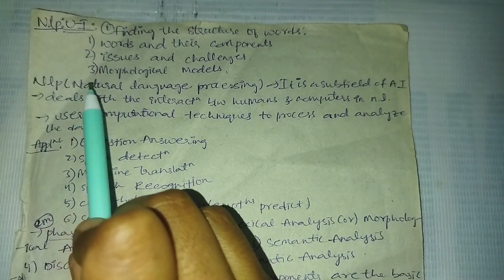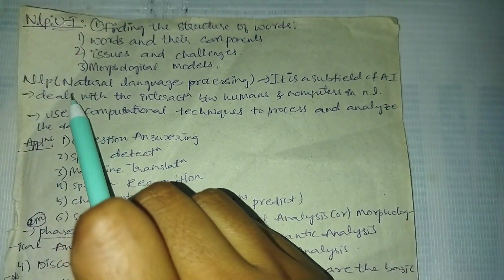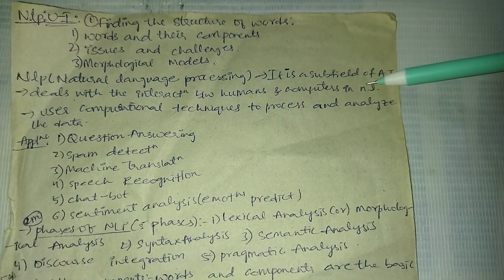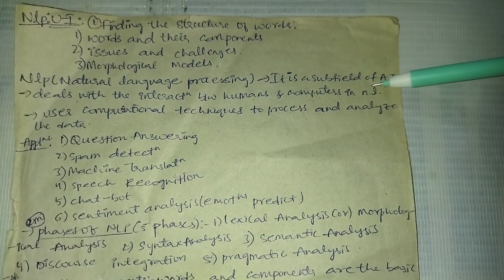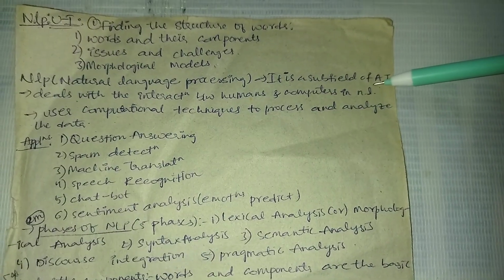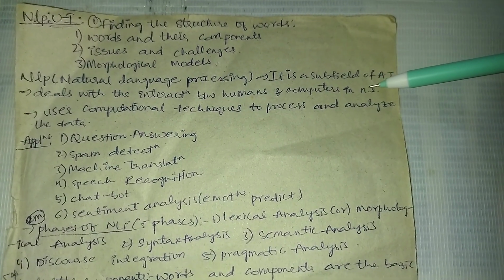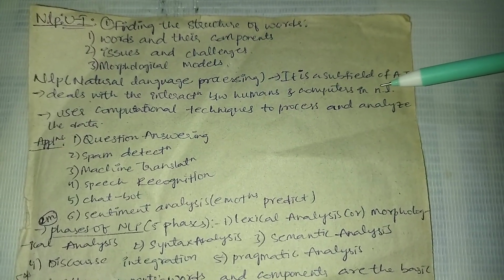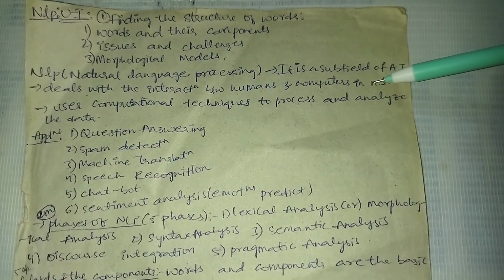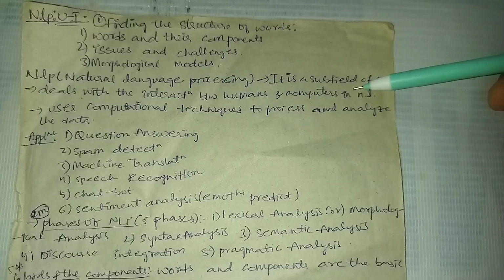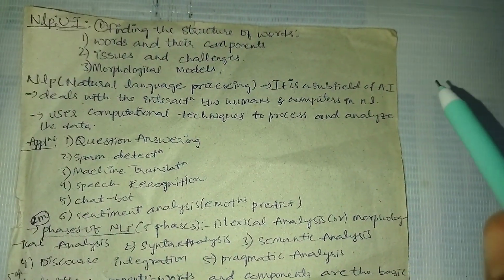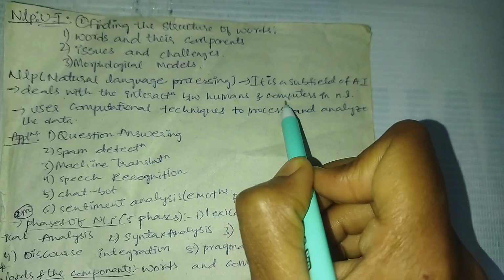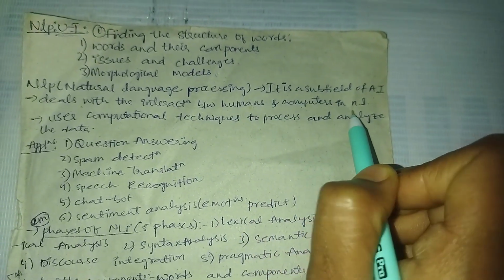Natural language processing, this is the subject name. The definition of NLP is: it is the subfield of artificial intelligence. It includes some grammatical concepts like morphemes, graphemes. It deals with the interaction between humans and computers in natural language.